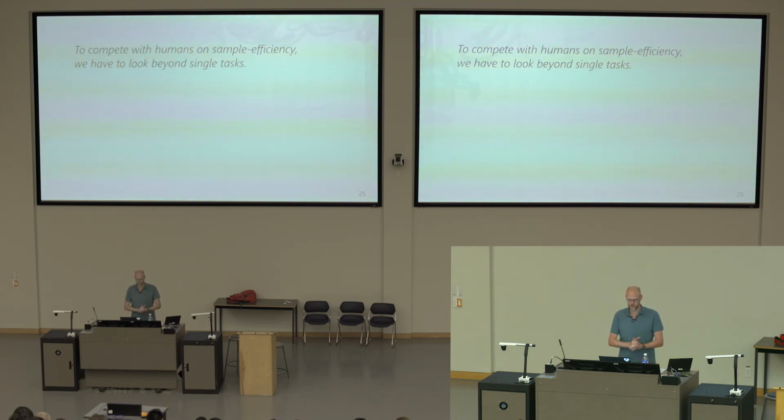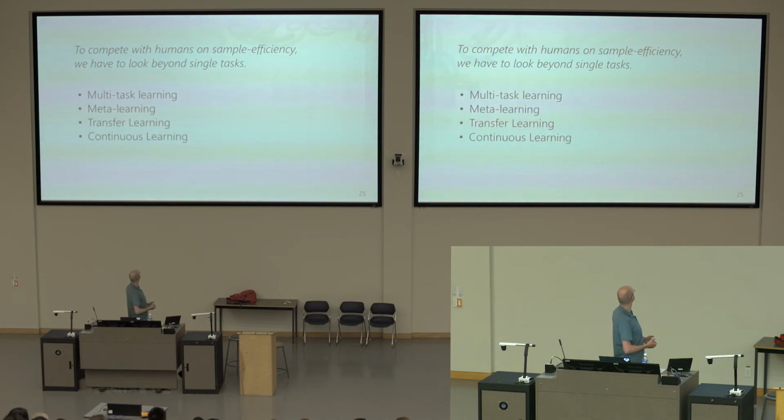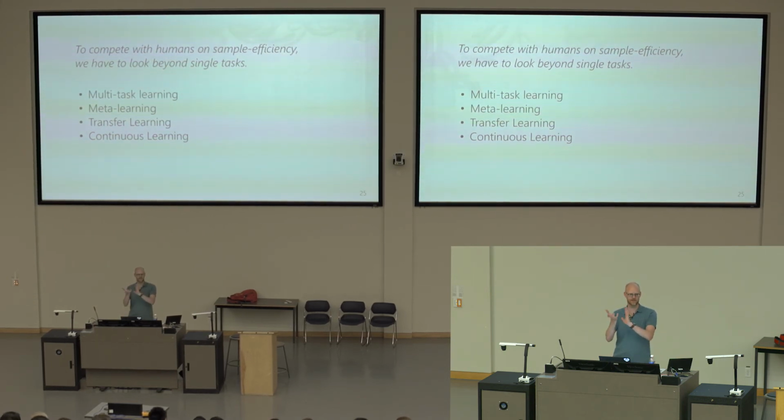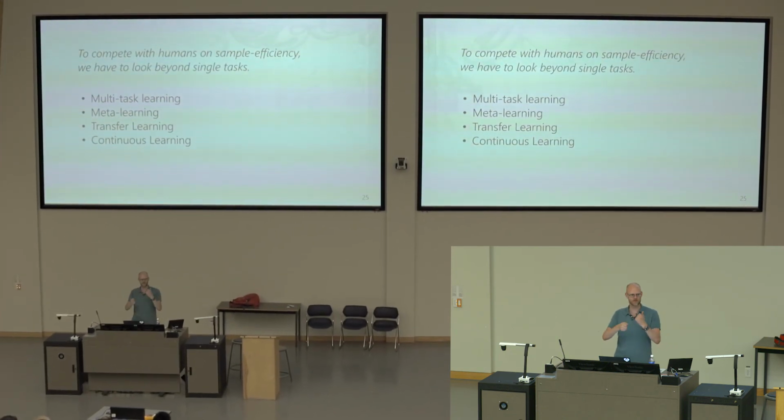So to compete with humans on sample efficiency, we have to look beyond single task. And we have to do things like multitask learning, meta learning, transfer learning, continuous learning. And so that's the new sample efficiency research, and that's what I've been mentioning over the last year and a half. We have focused on that now, and other groups as well. So this is how sample efficiency becomes important again, because we need it for the real world. But it has a very different shape now than some of the earlier stuff, which was about bias and variance. But yeah, it's very exciting.